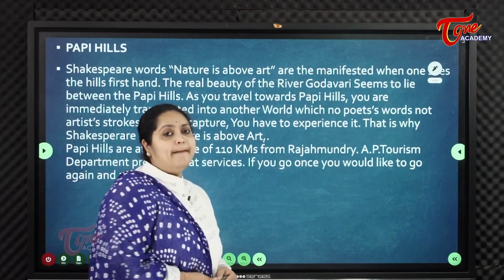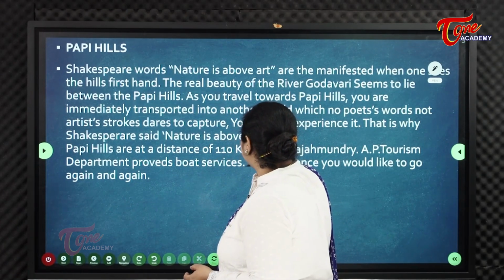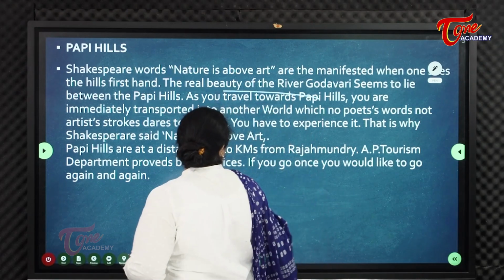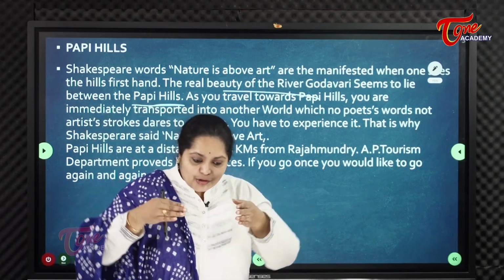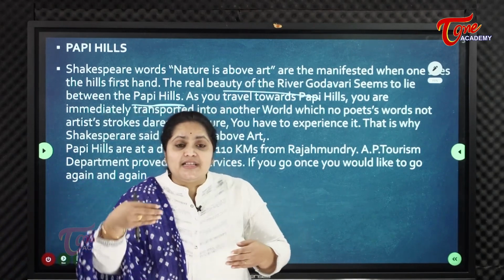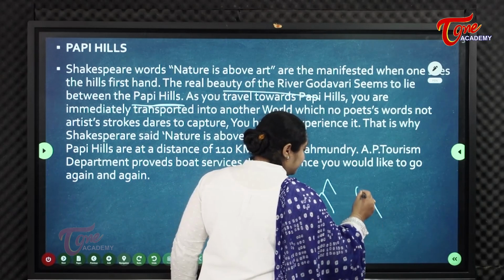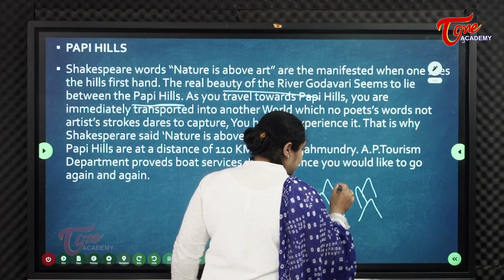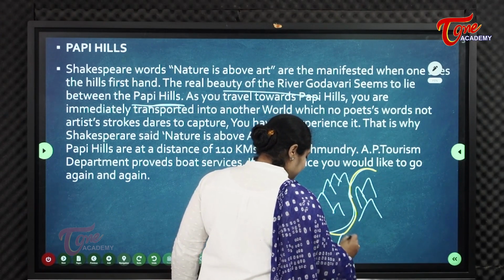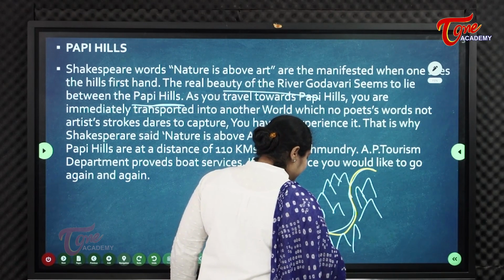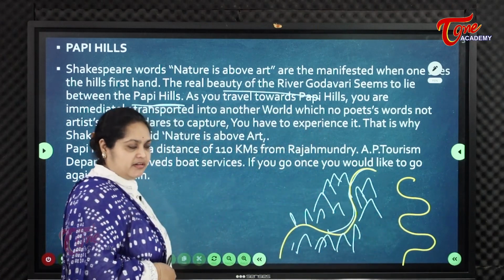Next are Papi Kondalu, the Papi Hills. Papi Hills are also very famous. The real beauty of the river Godavari is seen between the Papi Hills. Papi Hills are a group of hills where Godavari travels in meanders in between these hills. Meander means the turnings of any river.